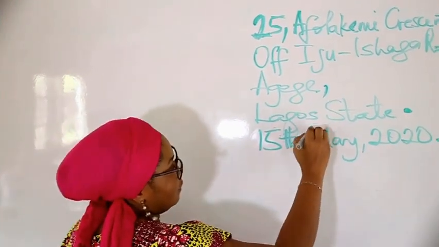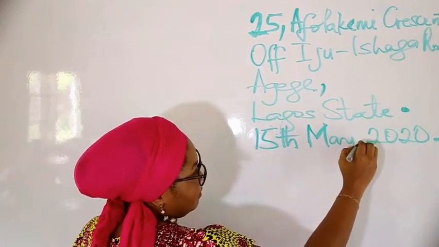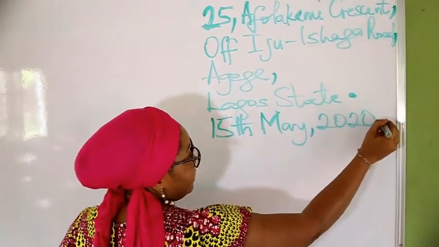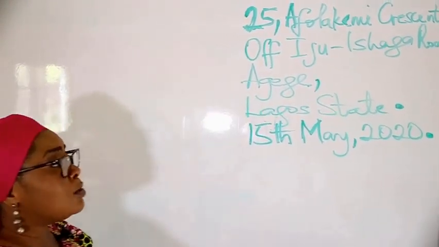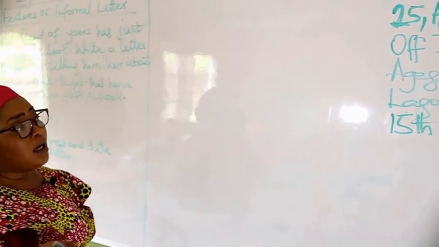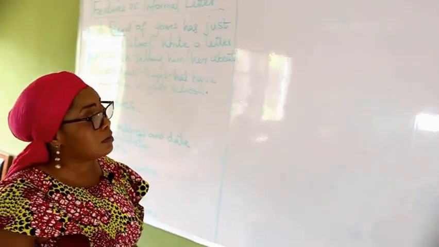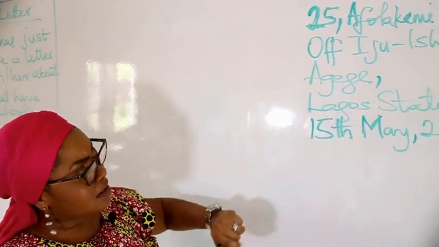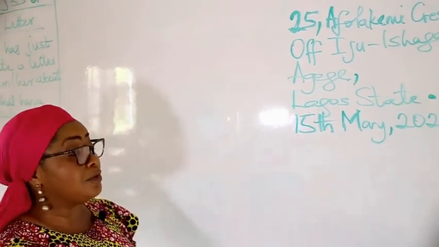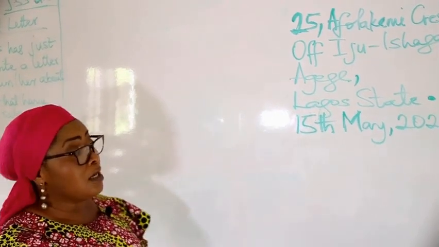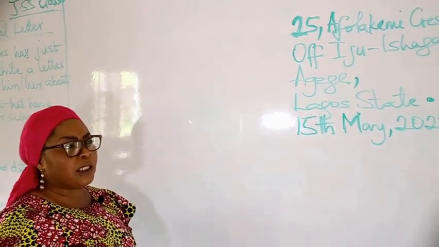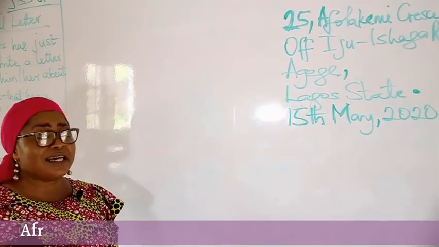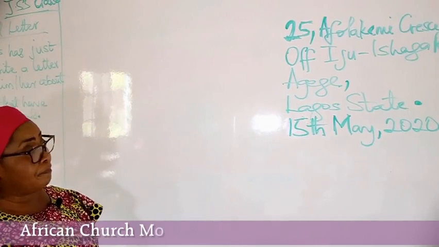The perfect way to write the date is 15th. The May, the month, must be in capital M. There is a comma after the month, followed by the year. After the year ends with a full stop. Most students in school always have a problem with the date, because some textbooks, let me always refer to textbooks, I want you to understand something. It's not everything you see in the textbook that is the correct thing.